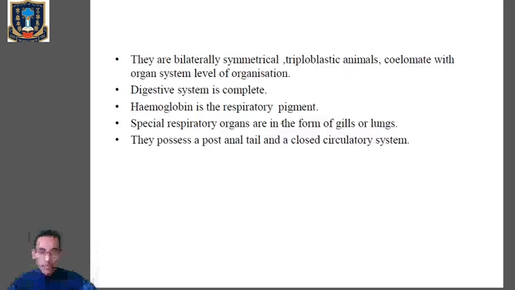First one, they are bilaterally symmetrical. You know this meaning. What does bilaterally symmetrical mean? Try to recall it back. Then they are triploblastic animals. Now what does triploblastic mean? We have the presence of three embryonic germ layers, right? They are mainly ectoderm, then mesoderm and the endoderm. These three embryonic germ layers will give rise to different tissues and different organs in our body during the embryonic stage of development.